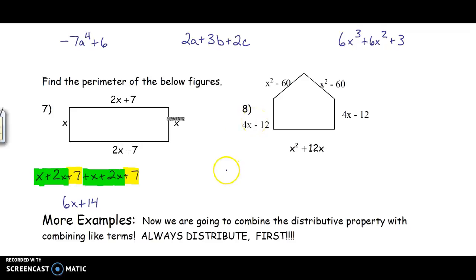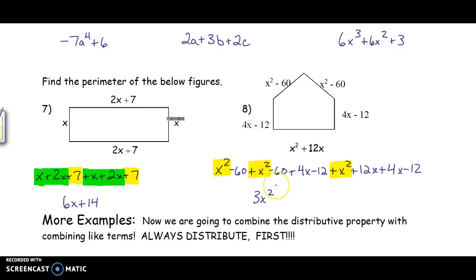So number 8: x squared minus 60 plus x squared minus 60 plus 4x minus 12 plus x squared plus 12x plus 4x minus 12. Here we have a lot of terms combined. Let's combine all of our x squareds. So x squared plus x squared plus x squared. We have 3 of them, so we have 3x squared.